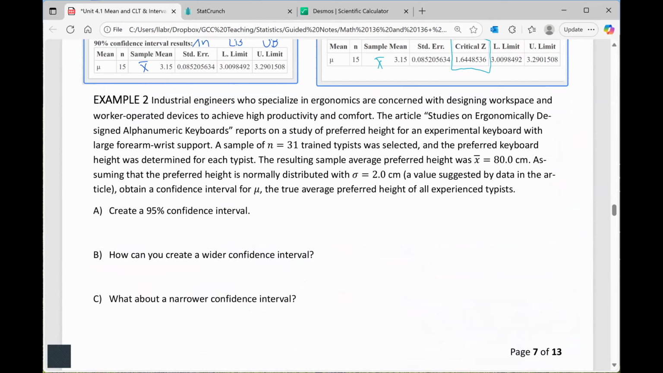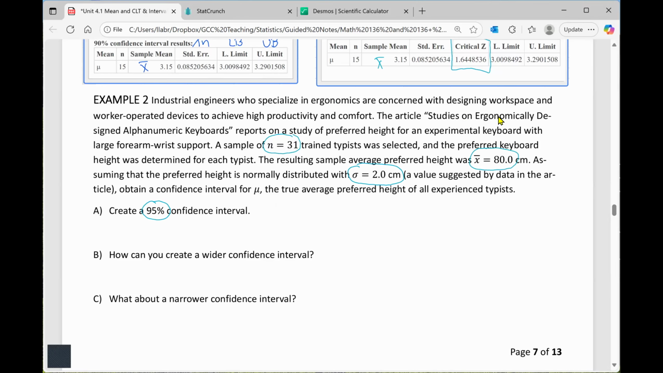All right, so let's go ahead and answer part A. Create a 95% confidence interval. So I hope you read this, and we can see that we have a sample of size 31. We have a sample mean of 80.0, and we have a population standard deviation of 2.0. That's more or less all that we need because now we just need the confidence level.